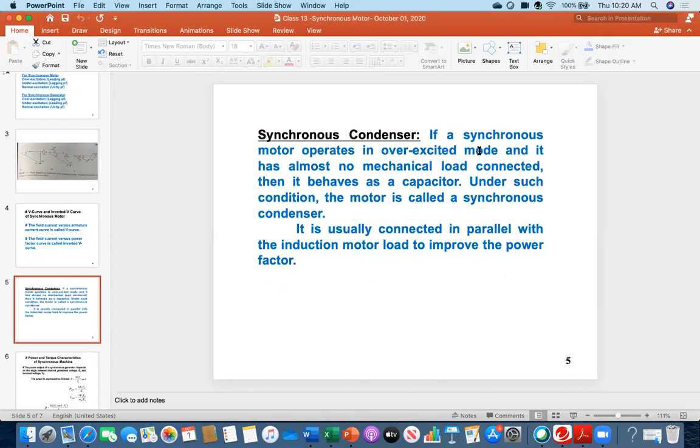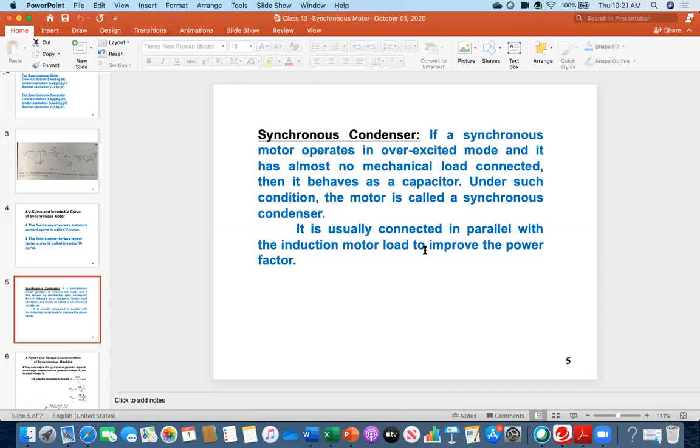So what is the condition? If a synchronous motor operates in overexcited mode and it has almost no mechanical load connected, then it behaves as a capacitor. Under such a condition, the motor is called a synchronous condenser. I am showing you one vector diagram, then you will get it. Pretty interesting that a synchronous motor can work as a capacitor. Because it can work as a capacitor, what is its main role? Its main role is to improve the power factor.